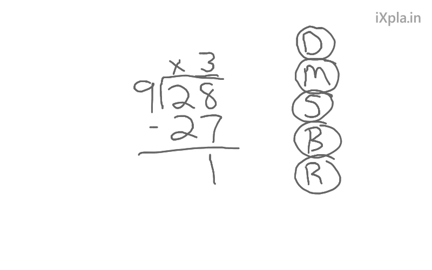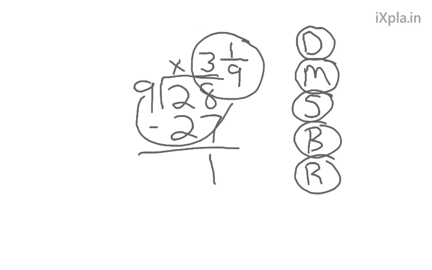Now we're not going to write R1. We're going to write, like the direction said, the remainders as fractions. So the 1 will go on top, and it needs to be in the form of a fraction. The 9 will become our denominator. So our answer is 3 and 1/9. 3 and 1/9.